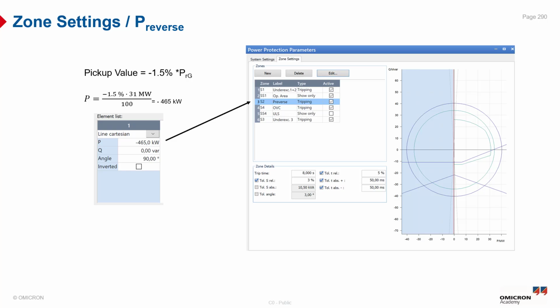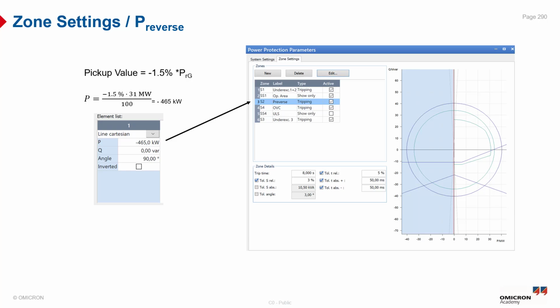Now in the zone setting, which is the P reverse configuration, we define the pickup value of the reverse power function, and this pickup setting is specified as minus 1.5% of the generator rated active power, PRG. Using the generator rated power of 31 megawatt, the calculation is straightforward. P equals minus 1.5% of 31 megawatt divided by 100, which means minus 465 kilowatt.